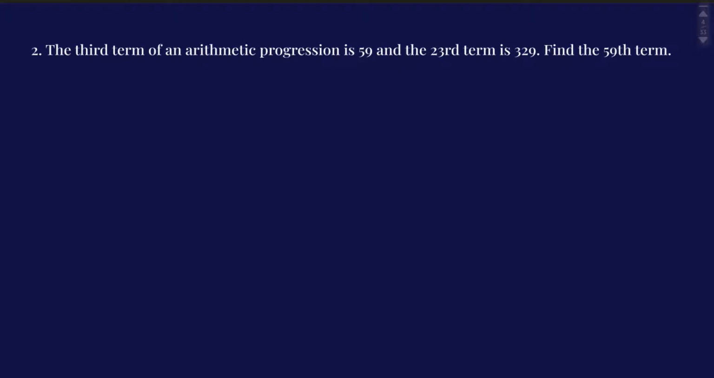Let's look at the second question. The third term of an arithmetic progression is 59, so a plus 2d is equal to 59, and the 23rd term is 329, so a plus 22d is equal to 329. Find the 59th term.